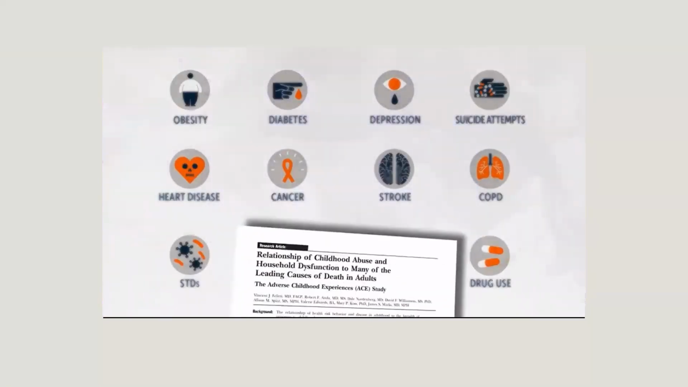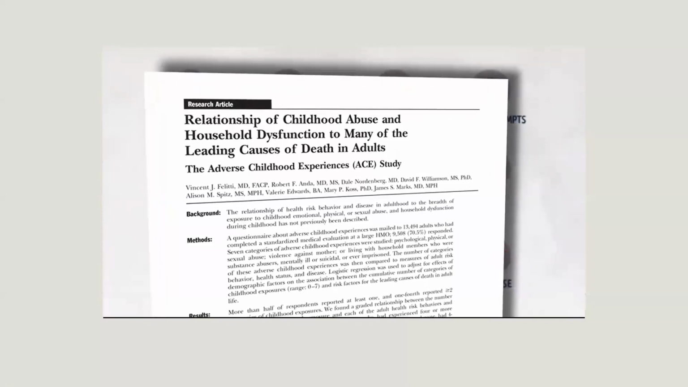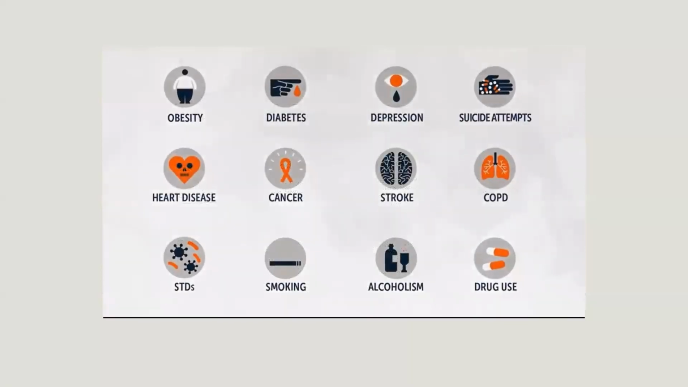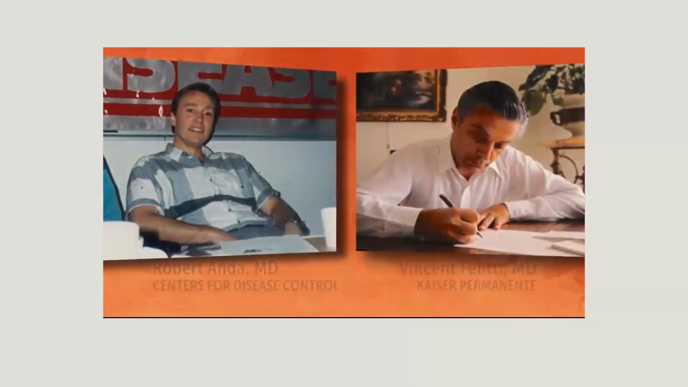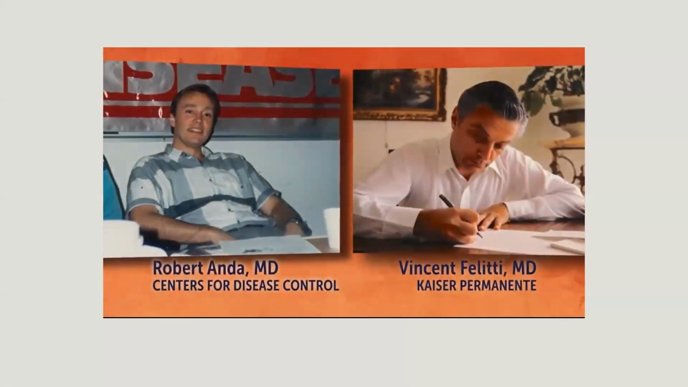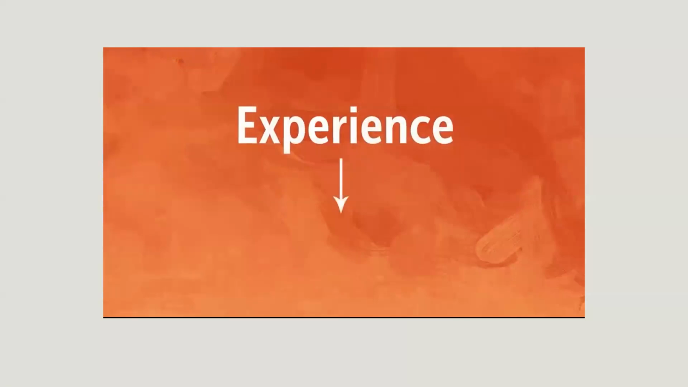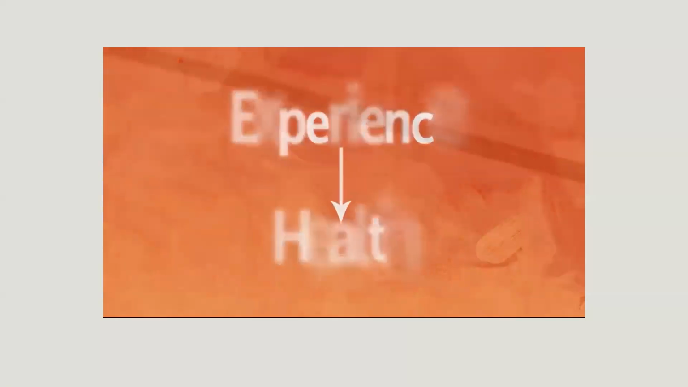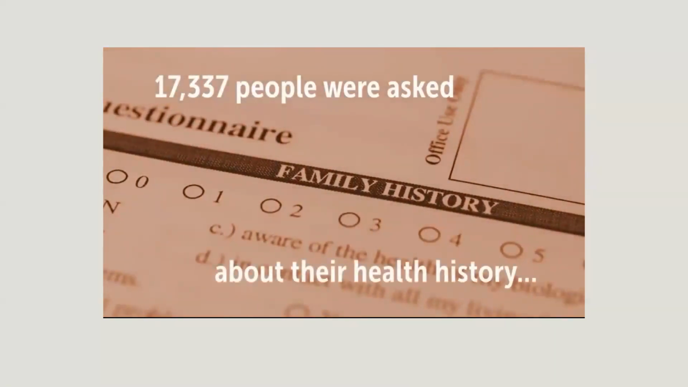The term comes from the Adverse Childhood Experiences Study, landmark research that shed new light on the root cause of everything from stroke and liver disease to substance abuse and mental illness. In the late 1990s, an epidemiologist from the Centers for Disease Control and a preventive medicine doctor at Kaiser Permanente set out to understand the association between childhood experience and lifelong health. They asked over 17,000 people in the Kaiser Health Plan in San Diego about their health history, as well as difficult questions about their experiences growing up.